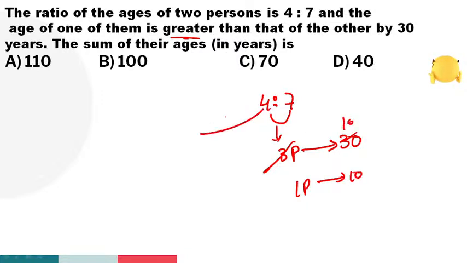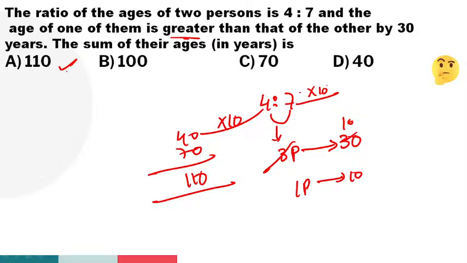First find out the first person. The first person is how many parts? 4 parts. One part is how much? 10. 4 into 10, 40. The second person is how many parts? 7 parts. One part is how much? 10. 7 tens are 70. 40 plus 70 is how much? 110. That's why option 1 is the right answer, guys. Very good. Somebody is saying the answer. Very good. So clear, all of you?